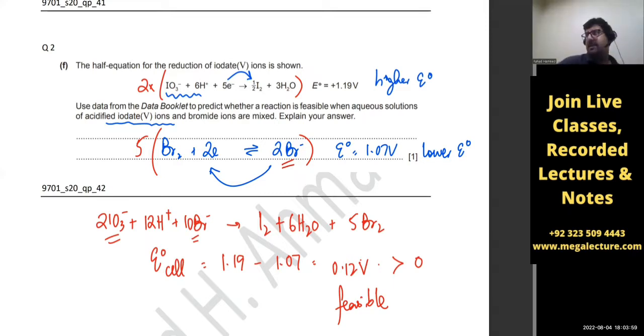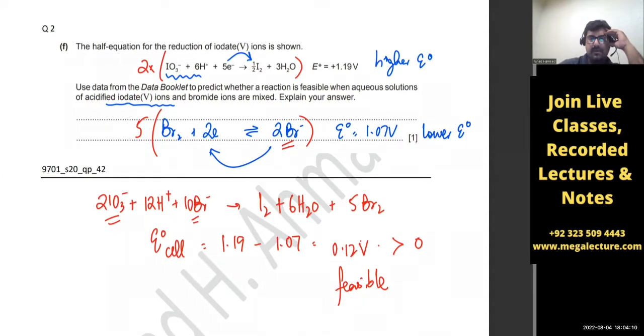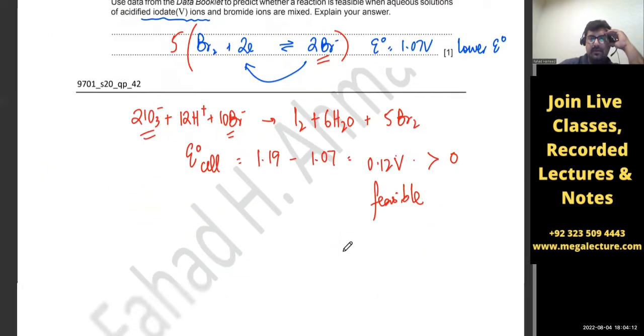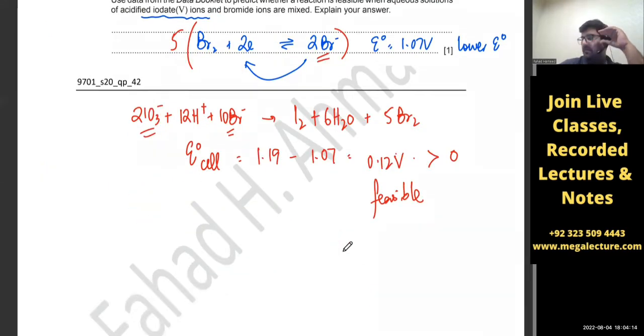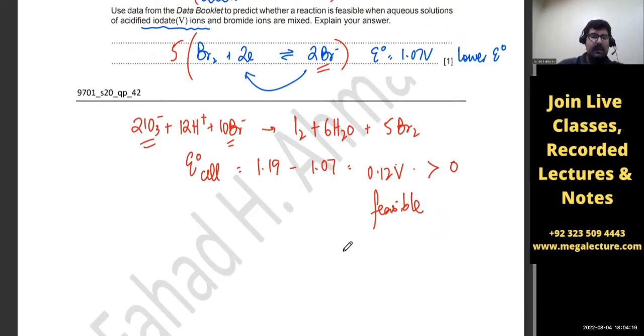ये part clear है सारों को? जी बहना, Shihan, is this clear? Clear है कि नहीं clear?